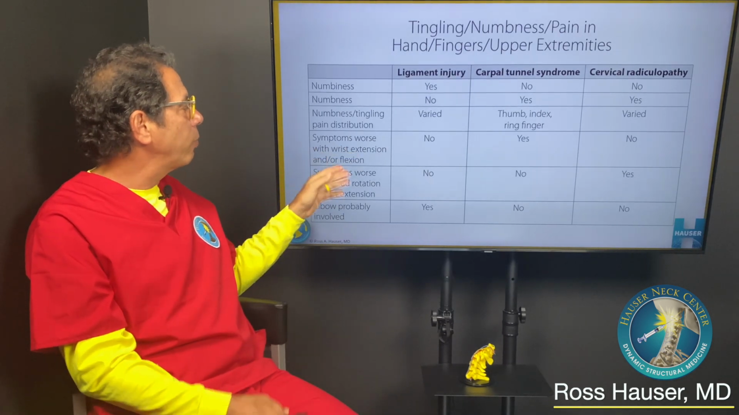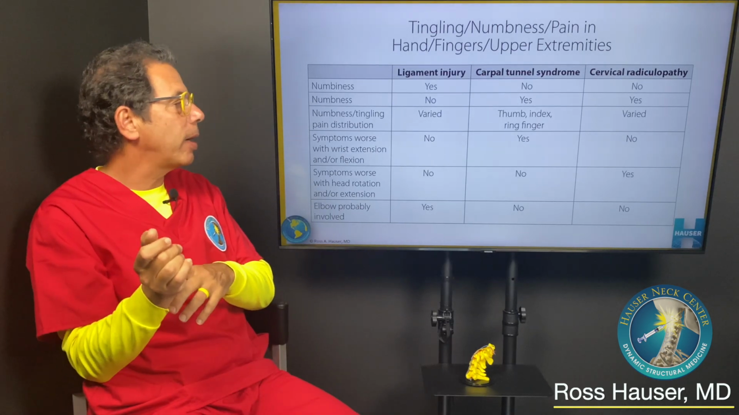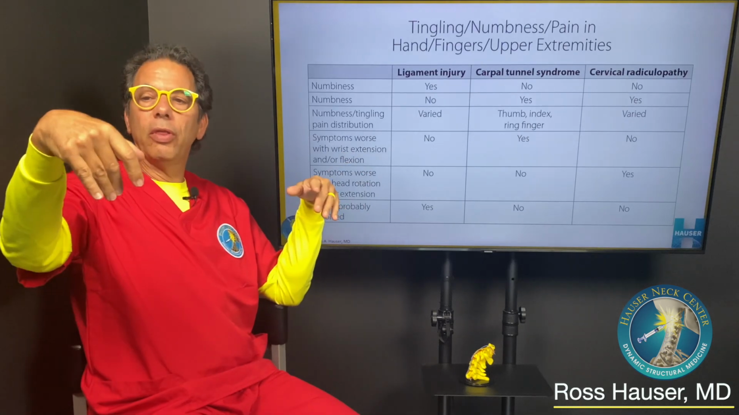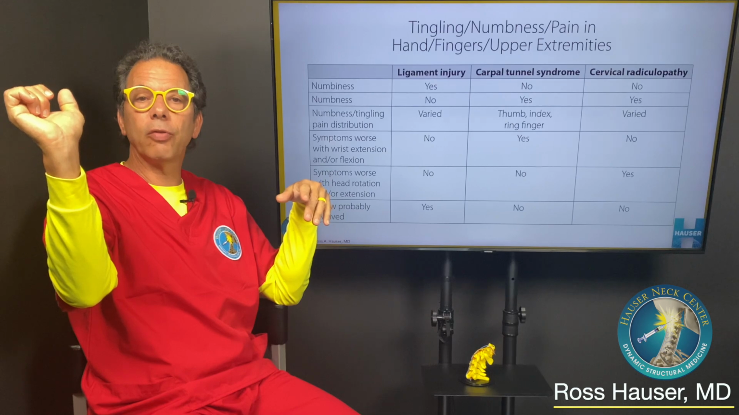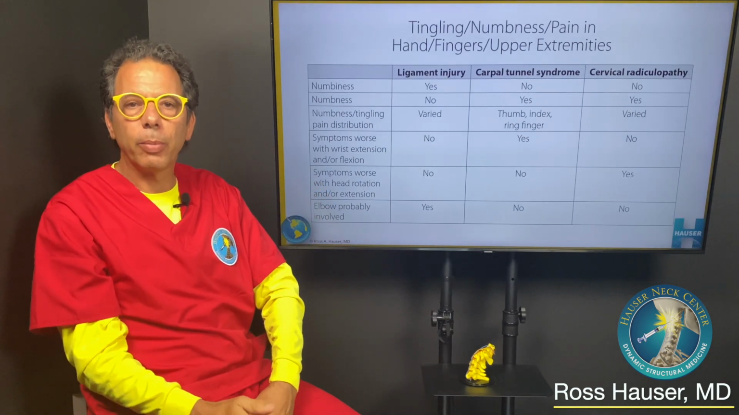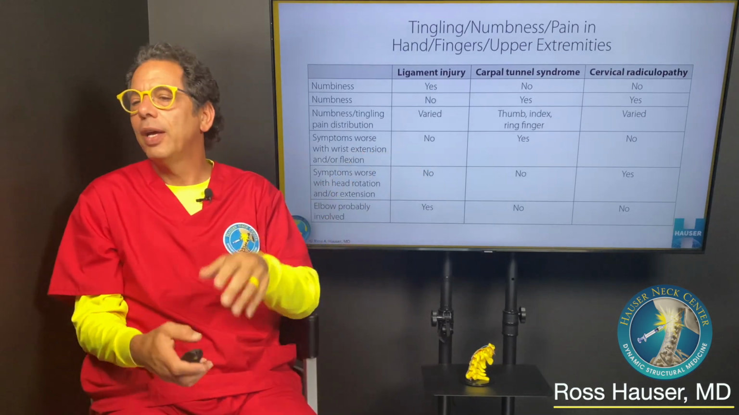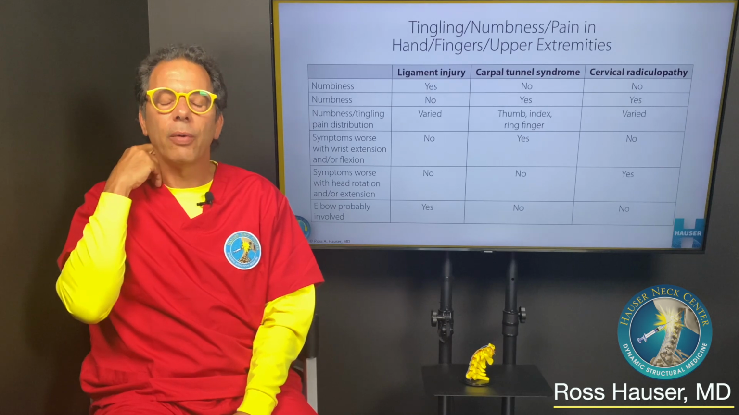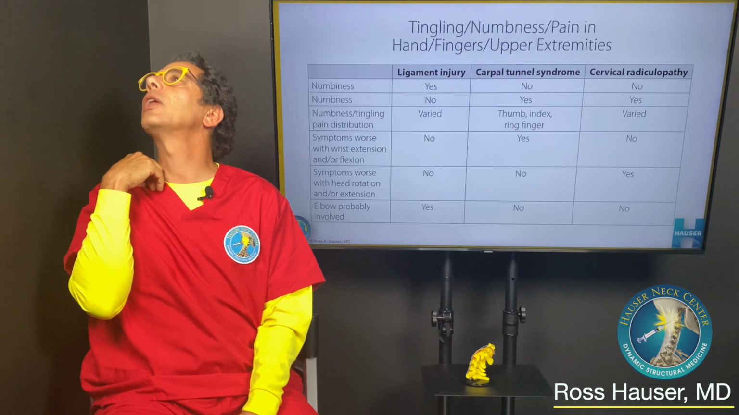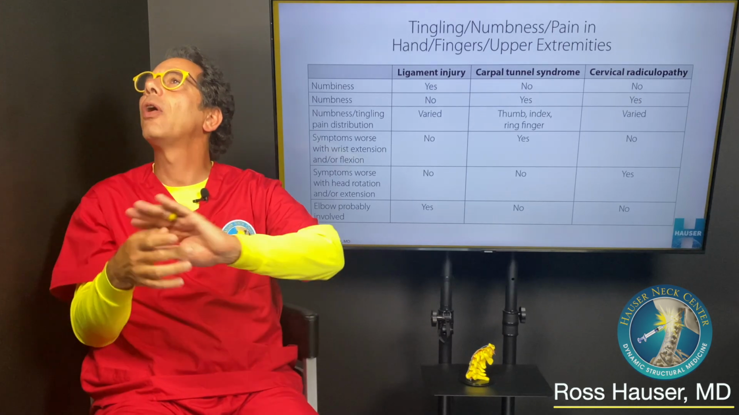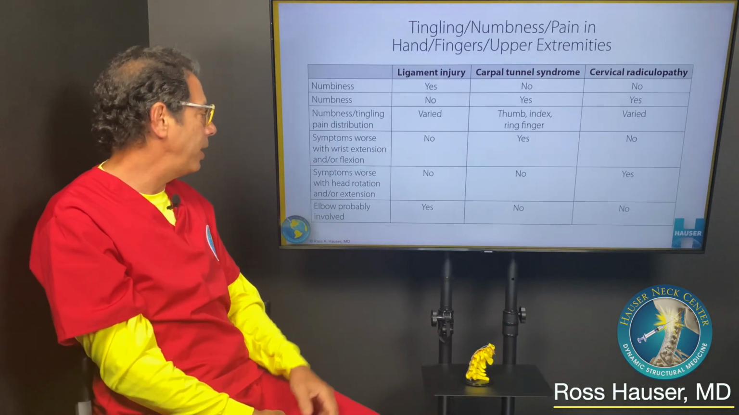Symptoms worse with wrist extension or wrist flexion put tension on the carpal tunnel. So if you hold this motion and the numbness gets worse, that is indicative of carpal tunnel syndrome. Symptoms worse with head rotation: obviously, the C6 nerve root on the right side will get compressed with extension and rotation. So somebody could hold this position, and if that causes numbness, then you know that it's from cervical radiculopathy.